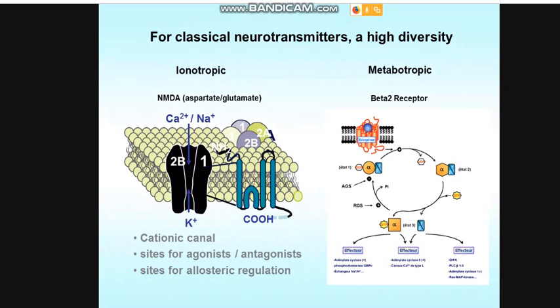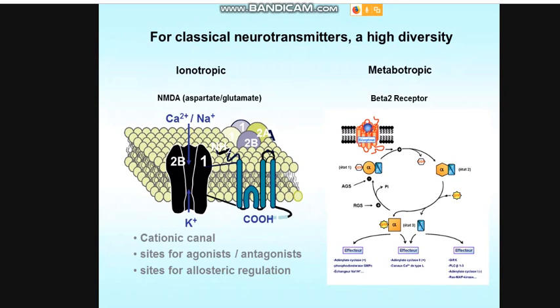Globally excitatory and composed by different subunits. This is a cationic channel. There are sites for agonist, antagonist, allosteric regulation, a lot of drugs, polyamines, etc. So this is fast neurotransmission. And of course, the impact on the cell will be, in first instance, modulation of the membrane potential.